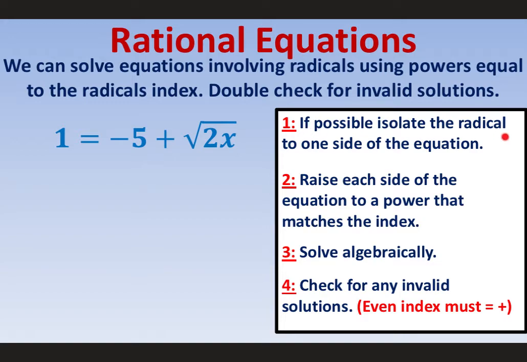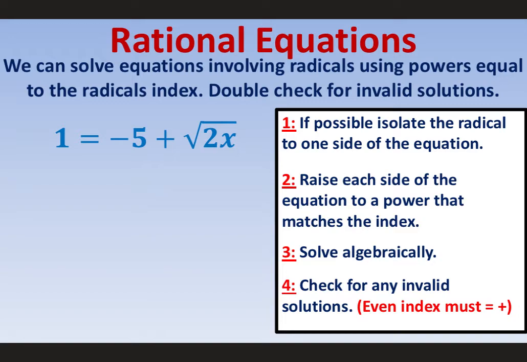First of all, we want to isolate the radical to one side of the equation if possible. That's usually something we can do. We're then going to raise each side of the equation to a power that matches the index. This is usually pretty easy. Sometimes there's a little bit of trickiness involved where you might have to FOIL or distribute. And then lastly, we're going to solve algebraically. This is your basic solving for x stuff. And then we check for invalid solutions.